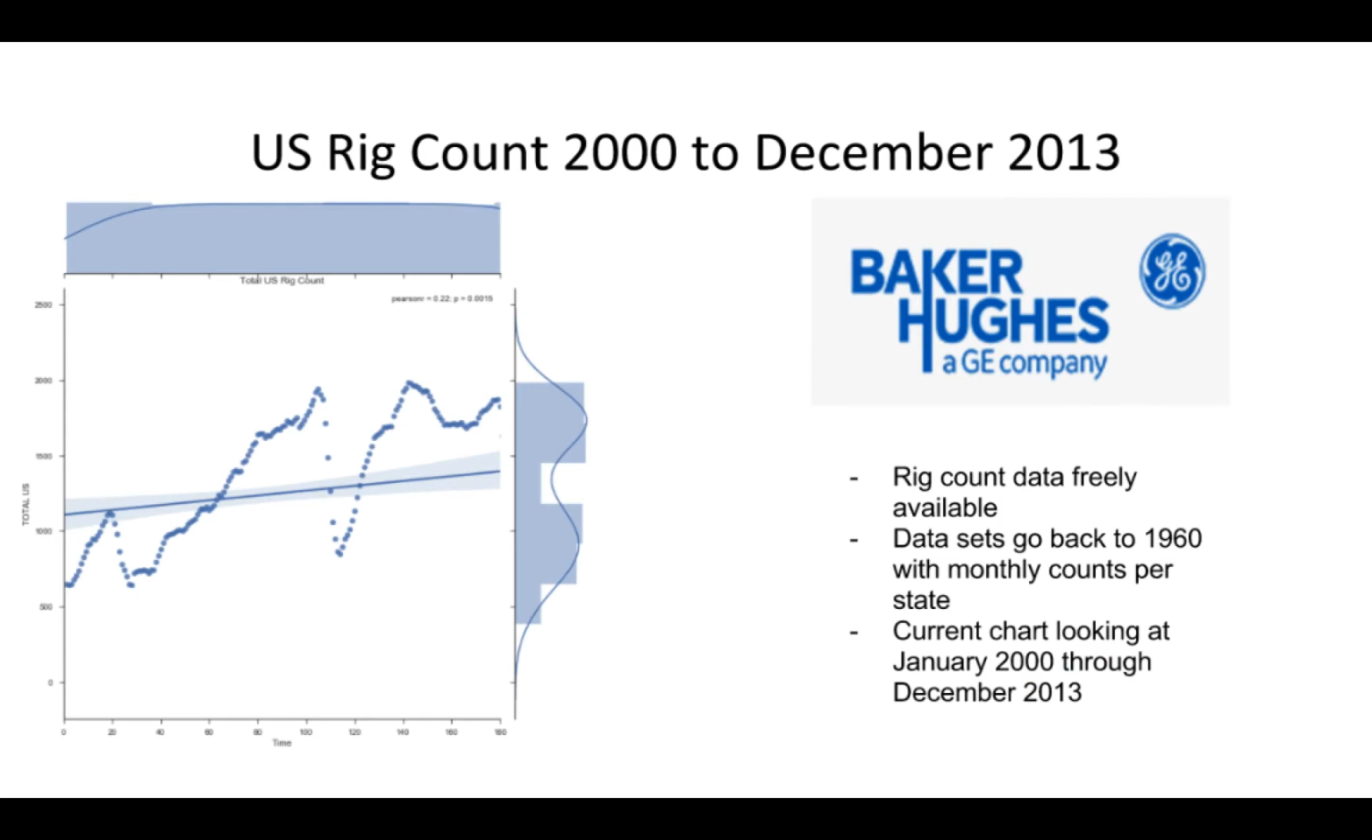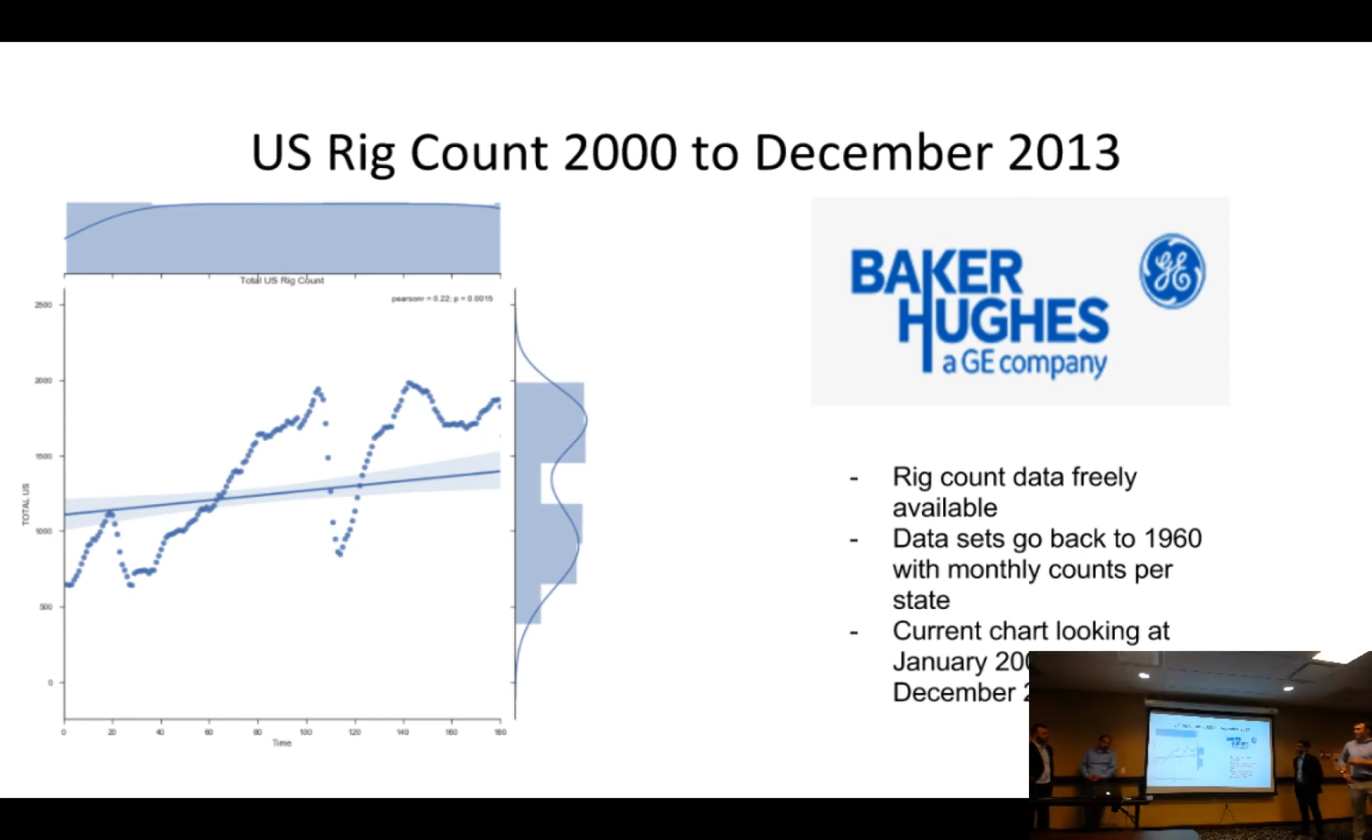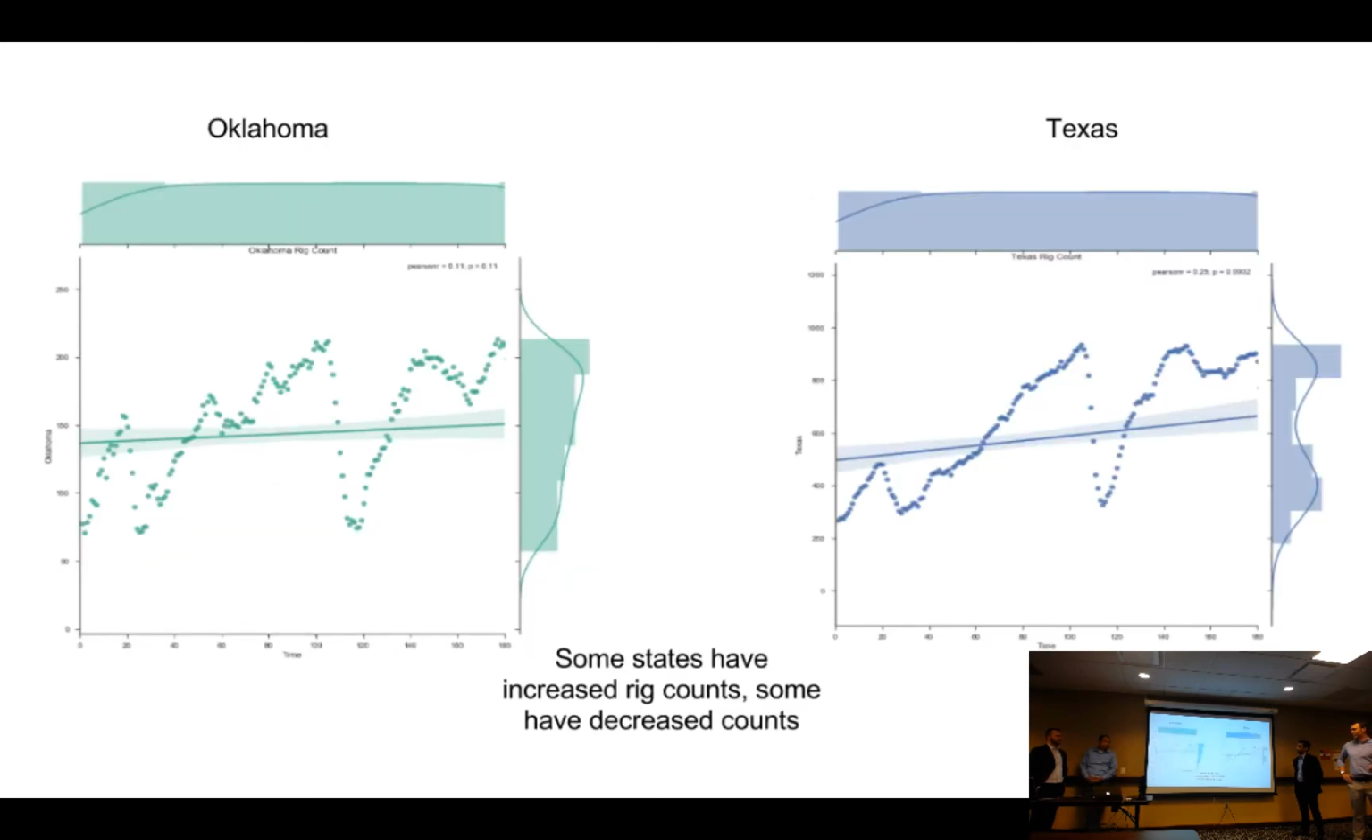So I went to Baker Hughes and pulled their free data, started putting it into our Jupyter notebook, using Seaborn, trying to plot it. The time scale on this is from January 2000 until December 2013. Over that time, this is the rig count per month in the United States, and we've been seeing increases. It actually correlates with the earthquake data that we've seen.